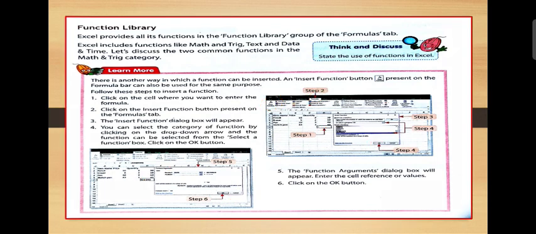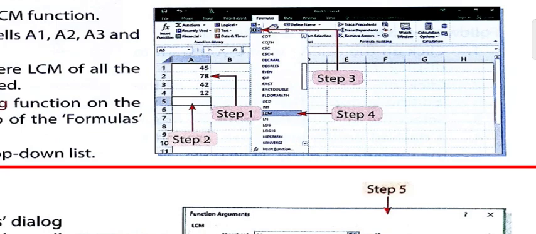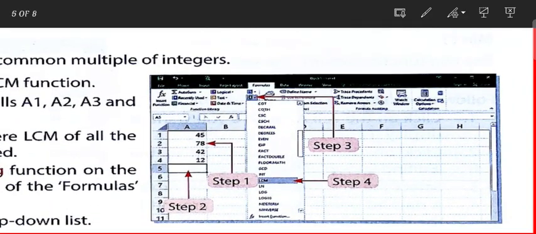Next is LCM. LCM means least common multiple of integers. So how to calculate the LCM in an Excel sheet? First of all, you need to write four numbers in column A: A1, A2, A3, A4. So 45, 78, 42, 12, and the result will be shown in the A5 cell.